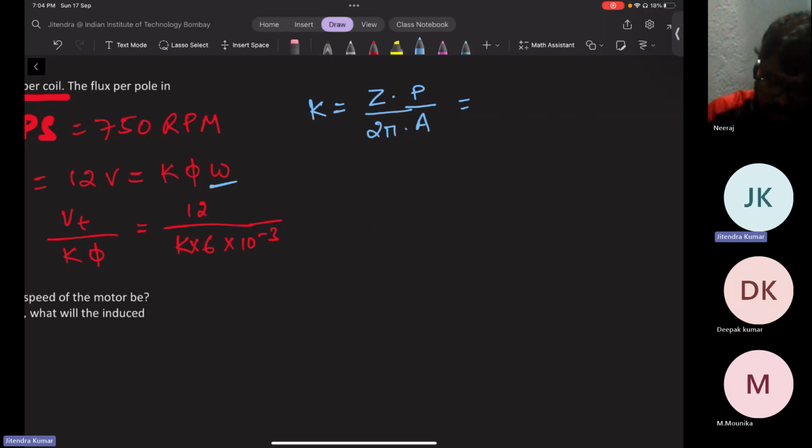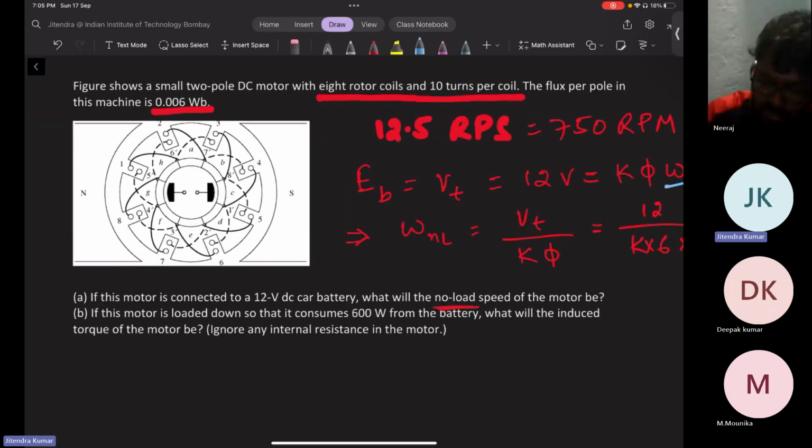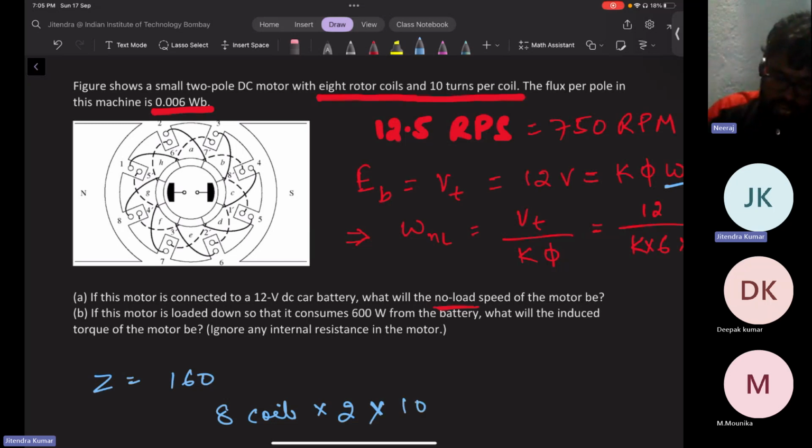So here the number of conductors is given, right? How many conductors will there be in this particular question? 160. Z is equal to 160. How are you saying 160? Sir, there are 8 coils. Each coil would have two coil sides, that gives 16. Because there are 10 turns in each coil side, each will contain 10 conductors. Then 16 into 10, 160.